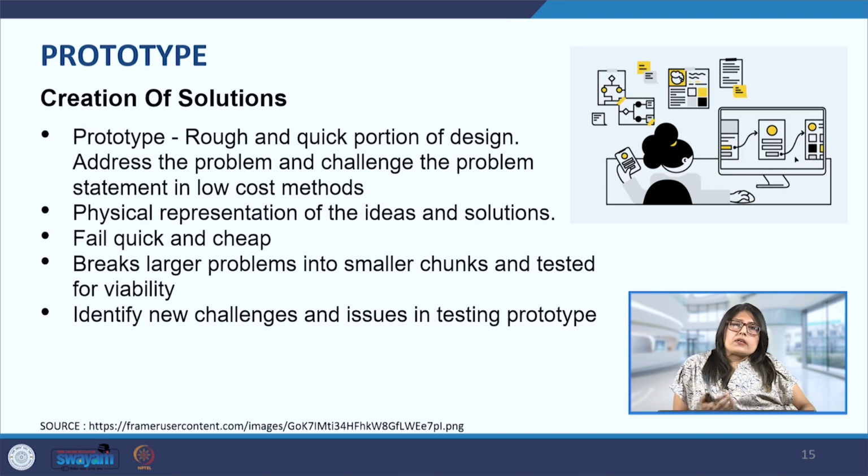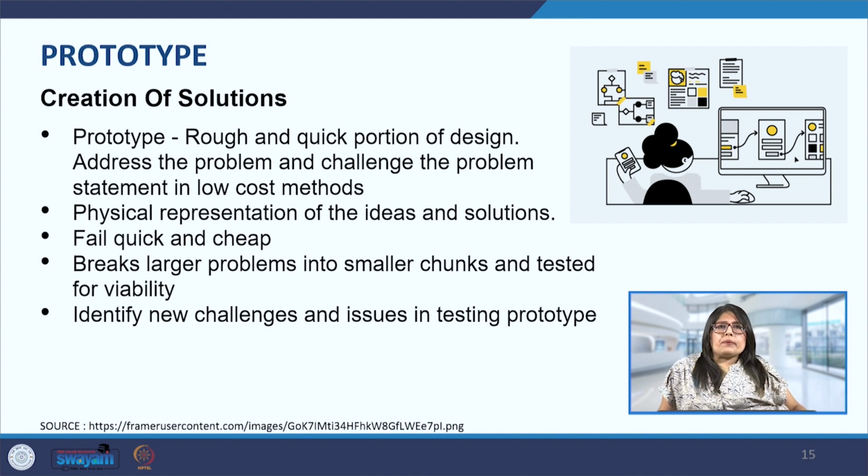So prototypes are when we are developing a prototype, which is a rough and quick portion of the design. It involves creating a rapid version of the design which is not a very well turned out output, but it is aimed at addressing the problem and challenges. And this is usually created by using low cost methods.